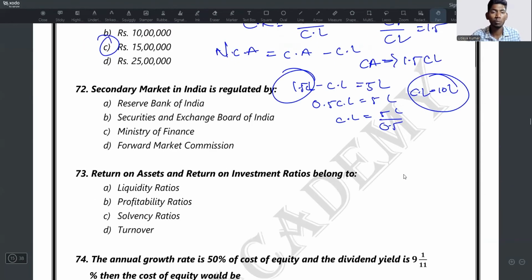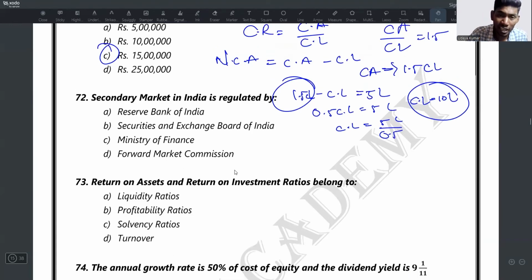Okay. So moving to question number 72. The secondary market in India is regulated by whom? It's quite an easy question if you just go through the theory parts. SEBI. The Reserve Bank of India is not regulating the secondary market, nor is the Ministry of Finance. Nowhere is it said that the Ministry of Finance or the Forward Markets Commission or the Reserve Bank of India is regulating the secondary market. So ultimately, the secondary market, which is nothing but the stock market, is regulated by whom? The Securities and Exchange Board of India.